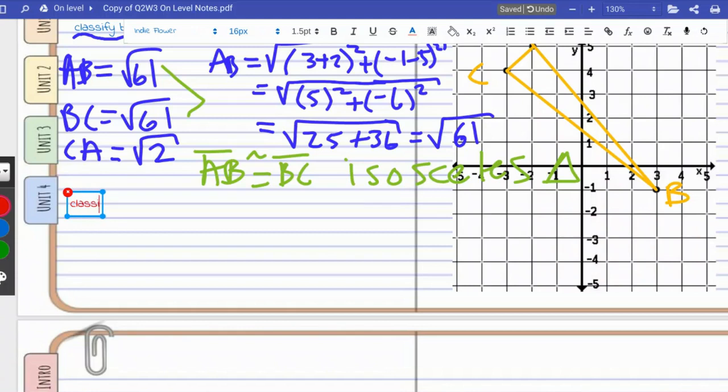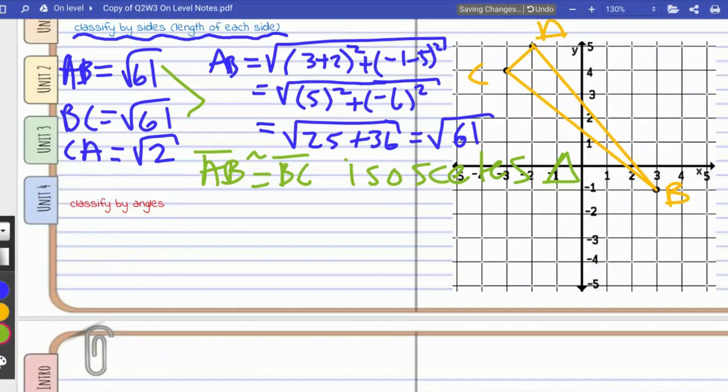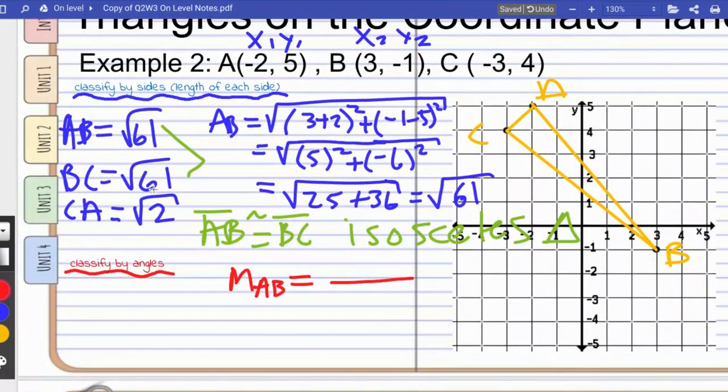Now, if I want to classify by angles, we have to check to see if there are any opposite reciprocal slopes like in the last problem. So I have to do my slopes. Let's find the slope of AB first. Y2 minus Y1, negative 1 minus 5. X2 minus X1, that's going to be 3 minus negative 2, which is 3 plus 2. I get negative 6 over 5. So that's the slope from A to B.